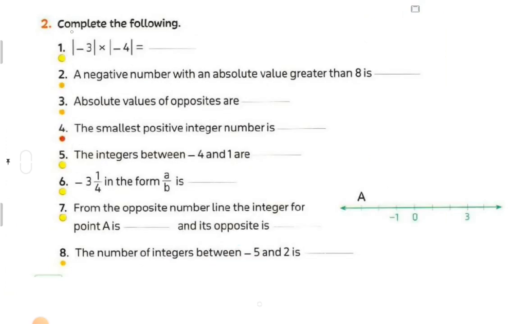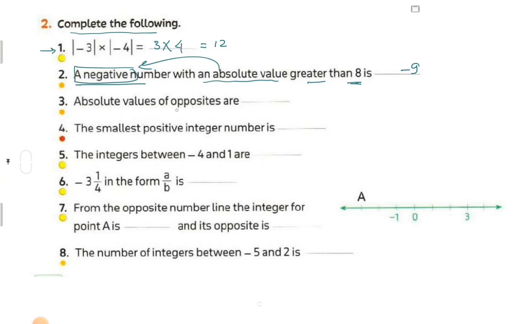Question number 2, complete the following. Point 1, absolute value of negative 3 equals 3, by absolute value of negative 4 equals 4. 3 times 4 equals 12. A negative number with an absolute value greater than 9. It may be negative 9. Yes, negative 9 is a negative number. If I put the absolute value, it will be 9, and 9 is greater than 8.